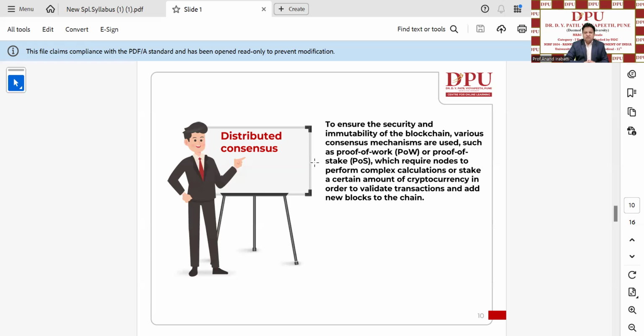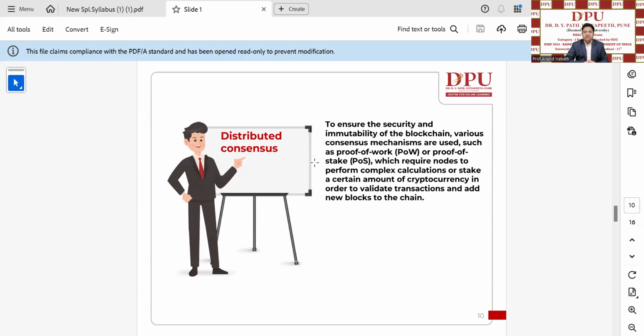Validation is important so that we can check the validity of the transaction, the legality of the transactions. And in case of blockchain, that validity checking is done by the software that we call the consensus models. To ensure the security and the immutability of the blockchain, various consensus model mechanisms are used, such as proof of work, proof of stake, proof of elapsed time, round robin, etc.